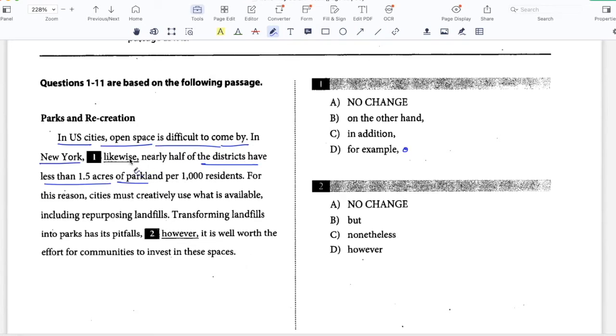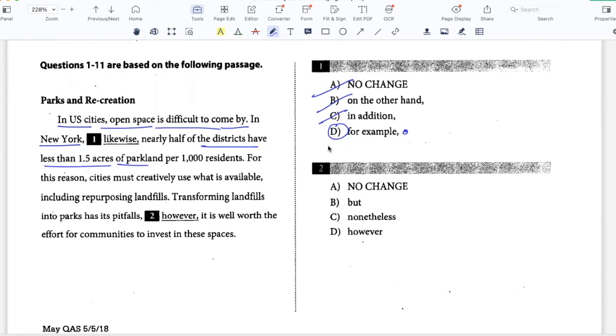Likewise is used when you're trying to compare two similar things, but that's not the case here. The second sentence is an example of the first one, so it's not A. On the other hand is when you're presenting the other side of an argument, so it's not B. And in addition is when you're providing additional information. So that's not the case either, it's D.